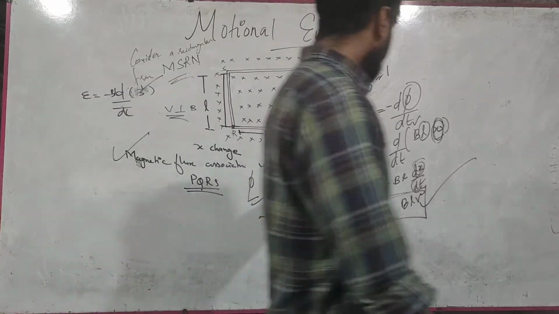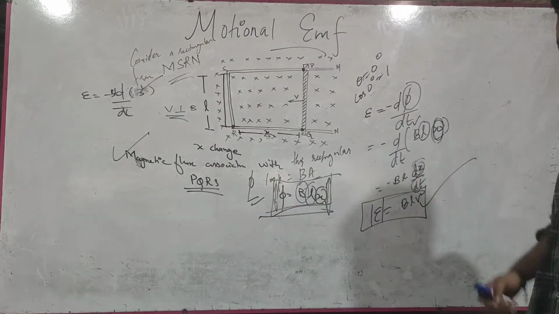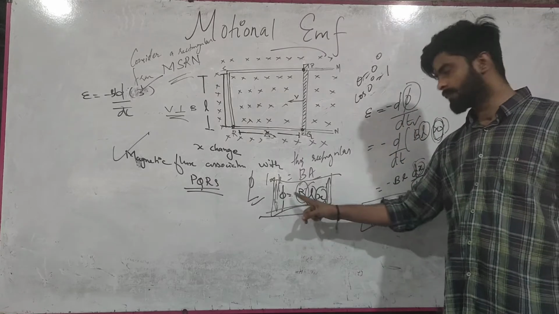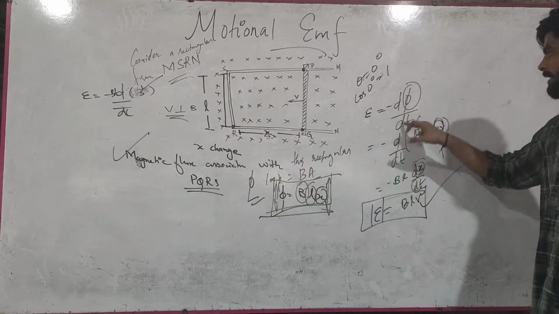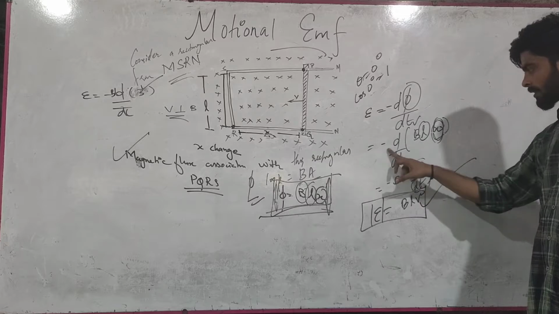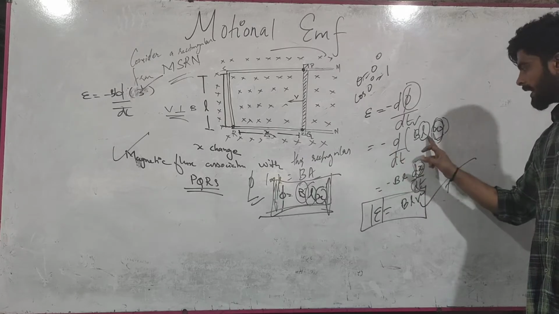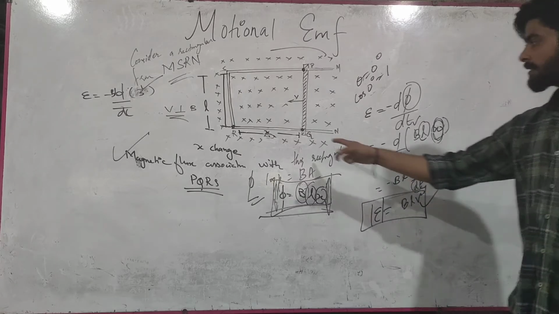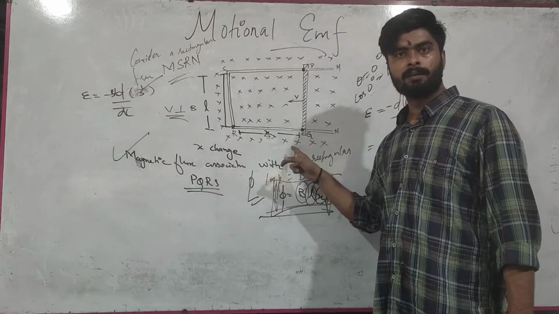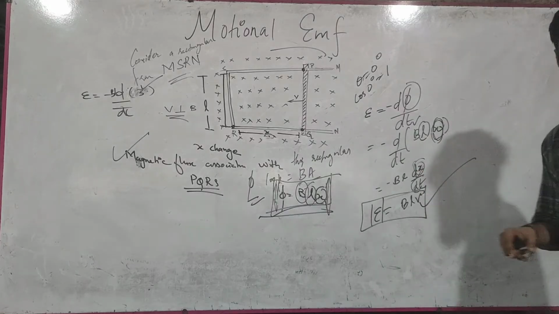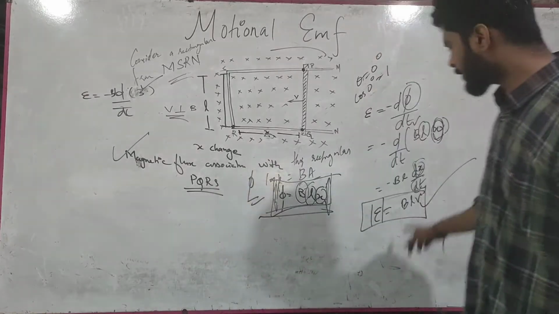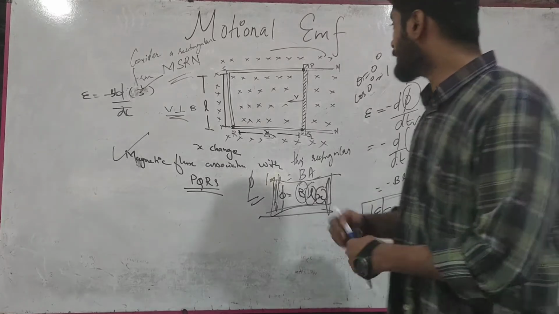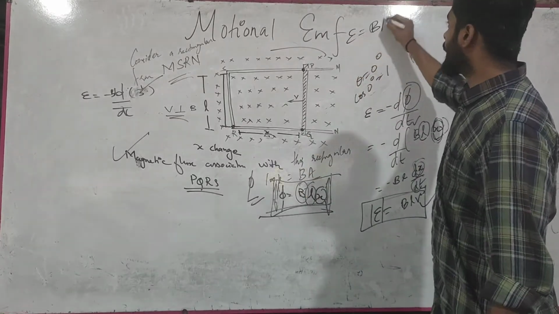You can find that EMF by using Lenz's law, E is equal to minus d phi by dt. You have the equation for phi, which is BLX. So minus d by dt of BLX. B is constant, coming out of the differential. L is constant, coming out of the differential. Then you have dx by dt. X can be considered as the displacement of this conductor, and you know that rate of change of displacement is what is called velocity. So instead of dx by dt, you can write velocity v. So the induced EMF comes out to be BLV.